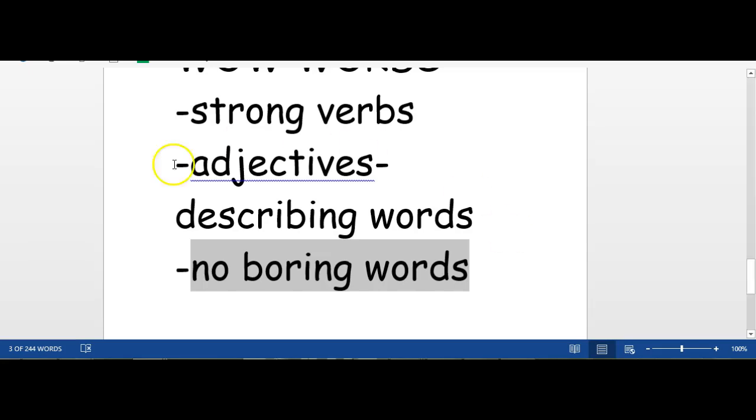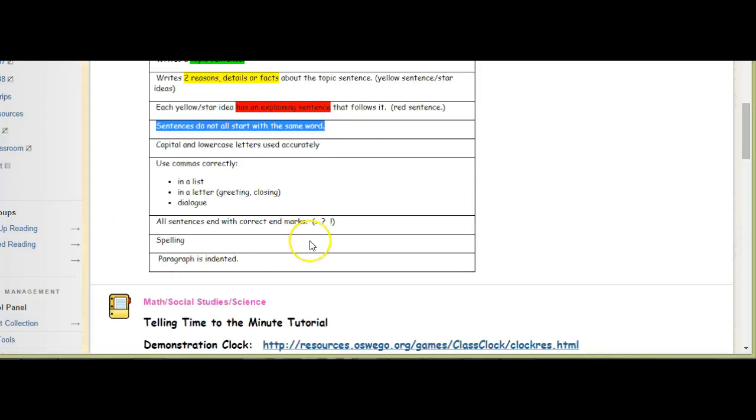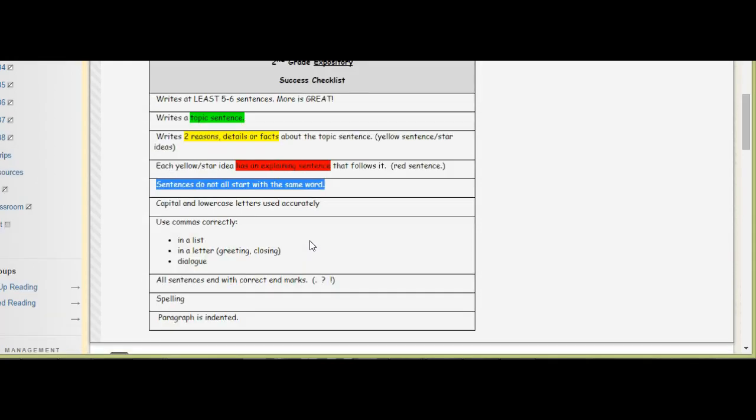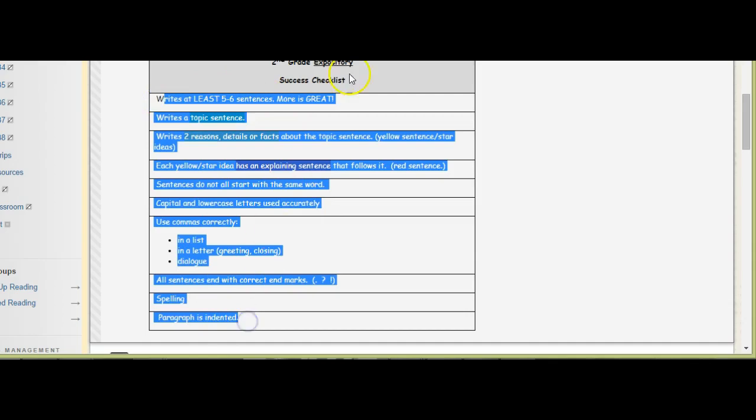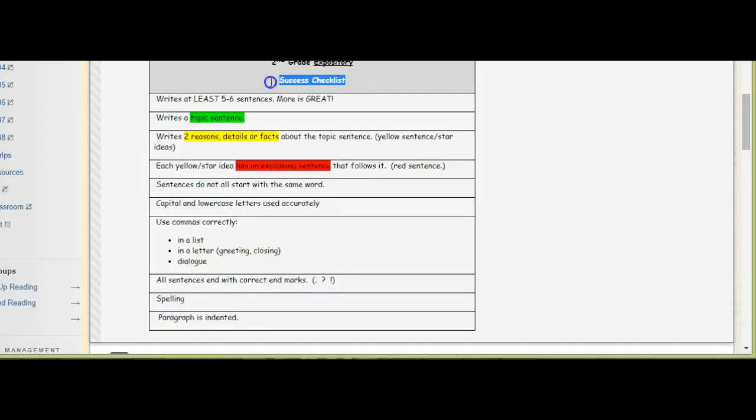All right, so make sure that before you turn it in, you've gone through and your paragraph meets all of these things, and then your success checklist will be correct, and you will have a successful writing assignment.